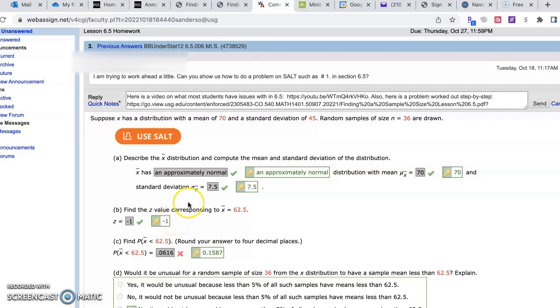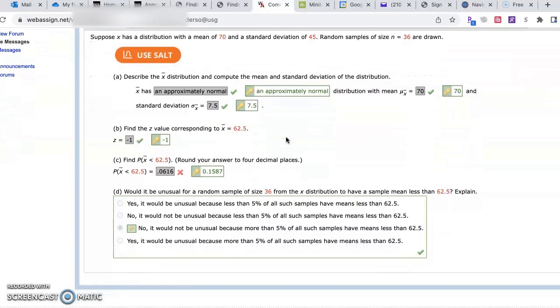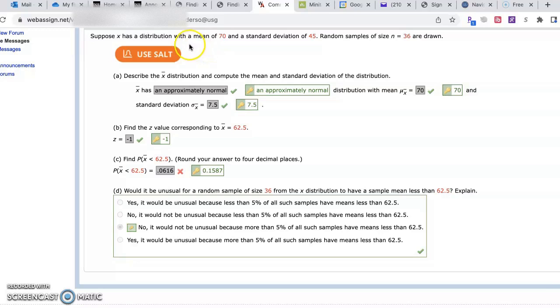Just wanted to do an example of using SALT at the beginning of 6.5. So this question, we'll just look at this one. Suppose X has a distribution with a mean of 70, standard deviation of 45, and that is a sample of 36. So since we have over 30 in our sample, we can describe the X bar distribution and compute the mean and standard deviation of that. And this was completed correctly, so make sure you have those formulas down.